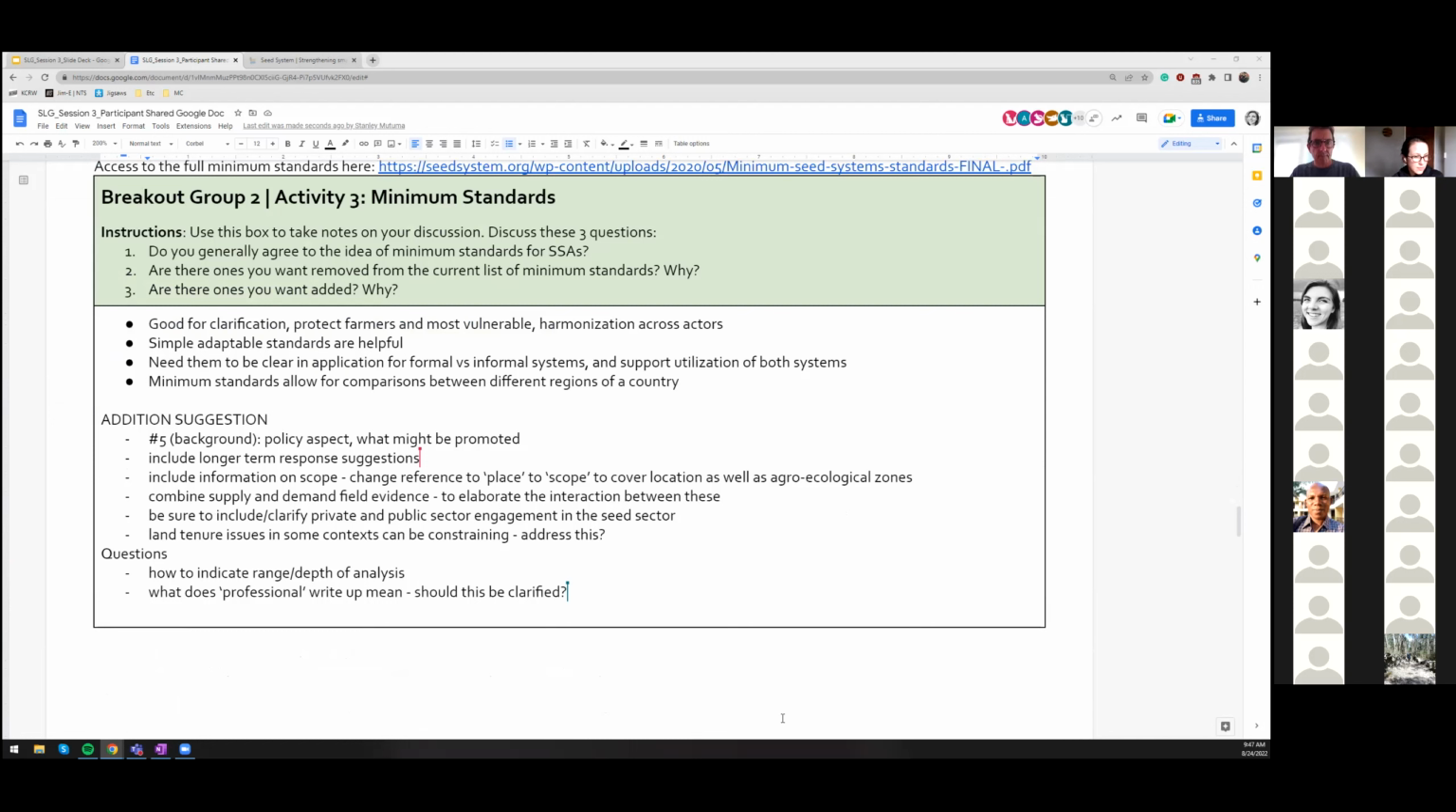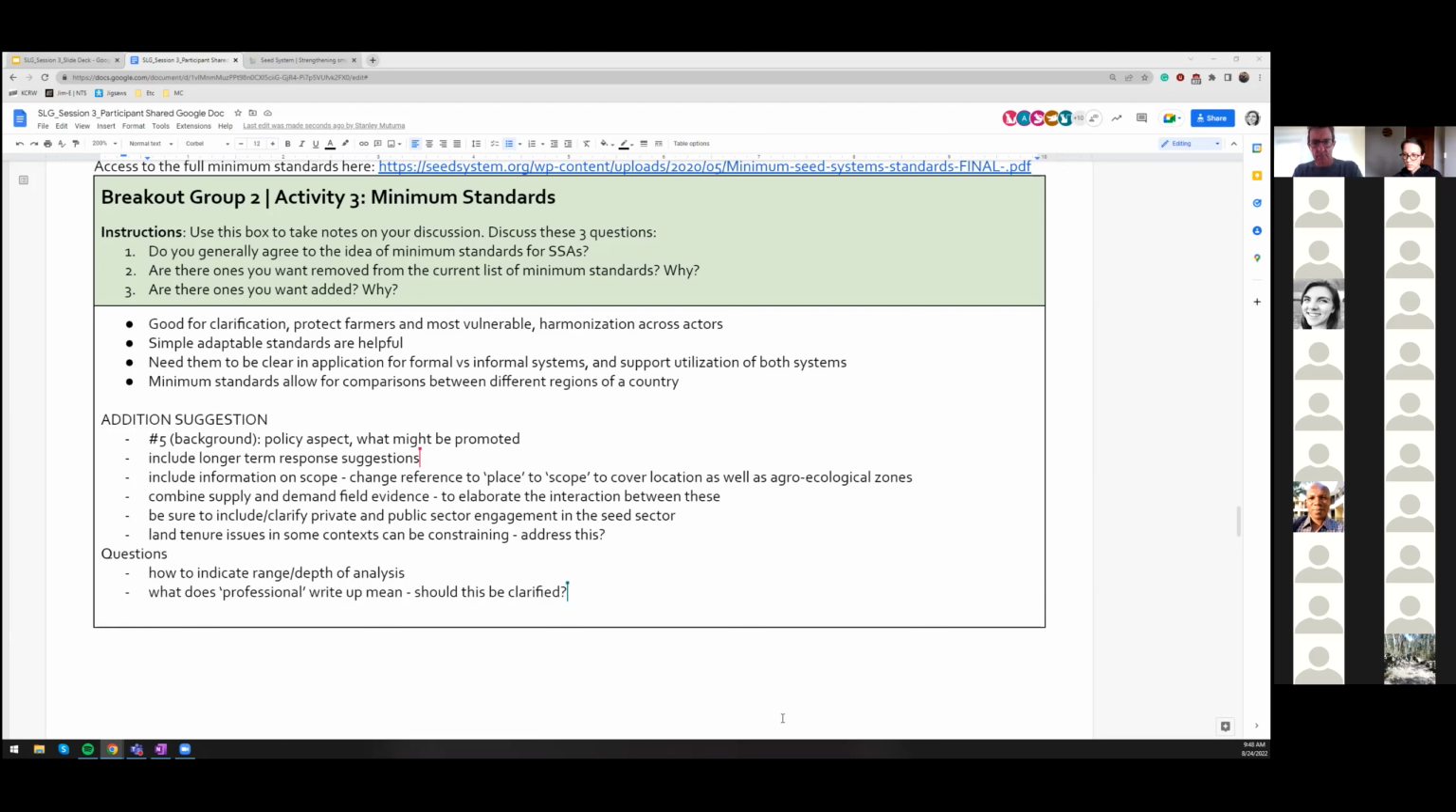So overall, as Abby mentioned, we thought that having some kind of minimum standards was very good for clarification. It protects farmers and the most vulnerable and can help harmonize across actors. It's great when they can be a little bit adaptable, simple and straightforward. We need them to be clear in the application for formal versus informal systems and support utilization of both. They also allow for comparisons between different regions of a country, which can be very helpful. When it's a little bit standardized, we could at least know that the same components are going to show up in different assessments.